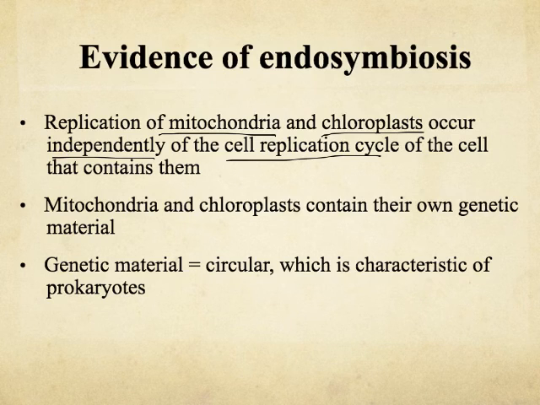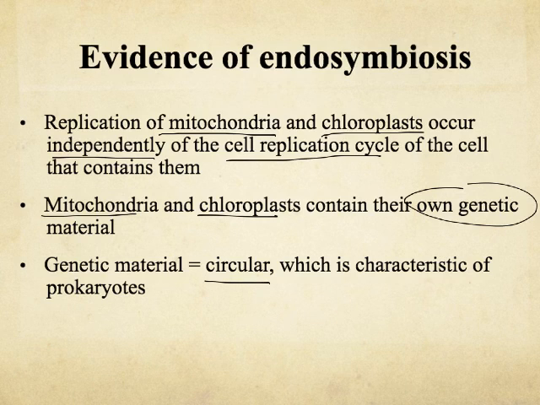Very strangely, these two organelles have their own DNA. They're the only organelles that have DNA in them other than the nucleus, which implies that they came with their own DNA because they were once independent material. Also, the DNA that's found in these two organelles is circular, and only prokaryotes have circular DNA. So again, it implies they were once prokaryotes.